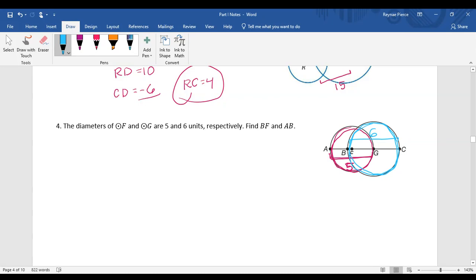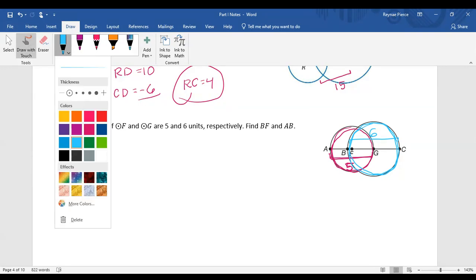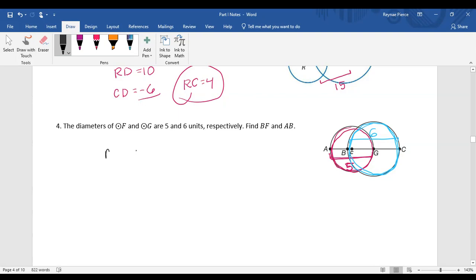So if we know from B to G is 6, but from F to G is 5, that leaves just one little tiny unit from B to F. Okay, and again, I'll write that out. We know from B to G is 6. We know from F to G is 5. Oh, I'm sorry. This is incorrect. Back up. All right. We have the diameters, which means the radii are what we're looking at here, okay?